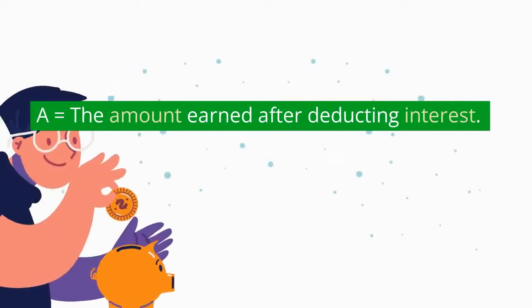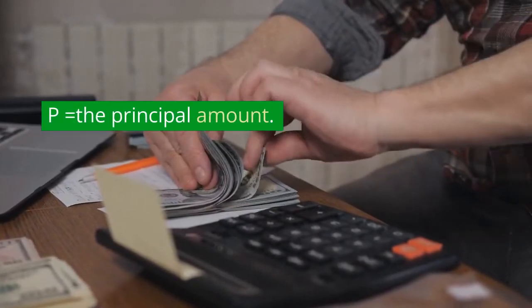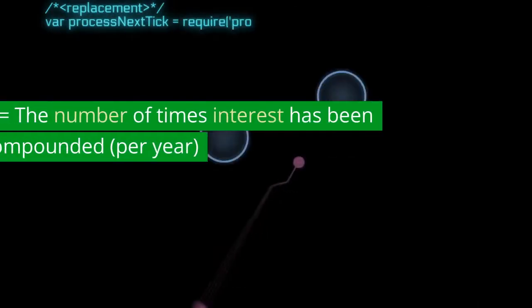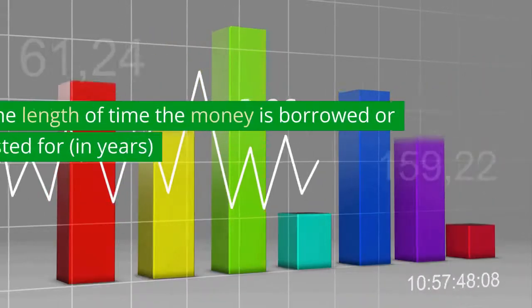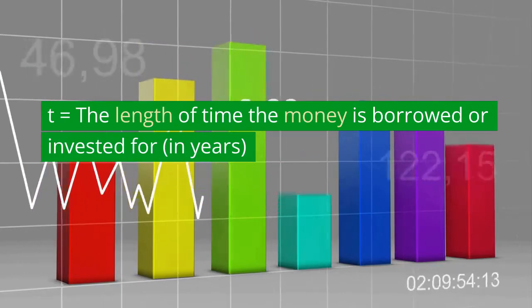A equals the amount earned after adding interest. P equals the principal amount. R equals annual interest rate, as a decimal. N equals the number of times interest has been compounded, per year. T equals the length of time the money is borrowed or invested for, in years.